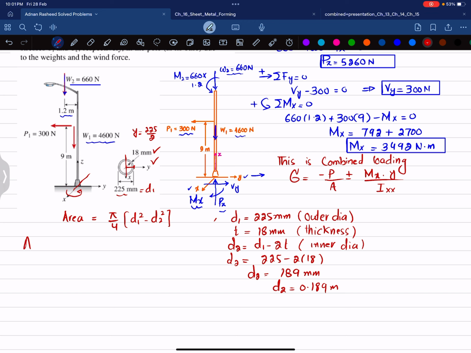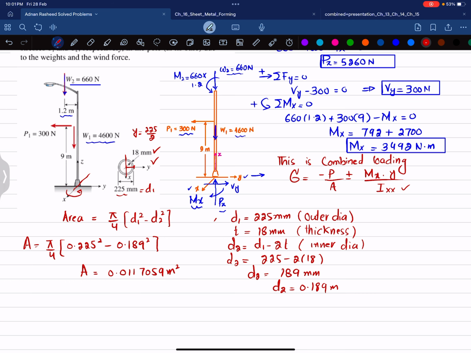Now you have all these values. So the cross-sectional area of this pole will be given as A is pi by 4 multiplied by d1, which is 0.225 power 2, minus d2, the inner diameter, which is 0.189 square. So when you solve this, you will get area equal to 0.011759 square meter.